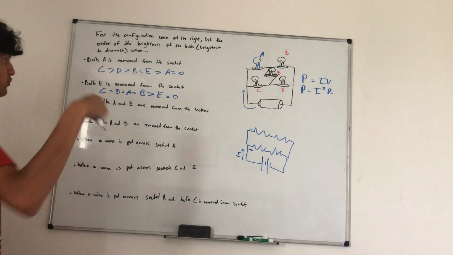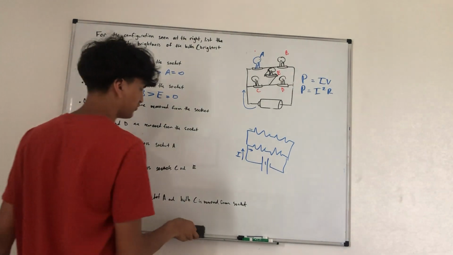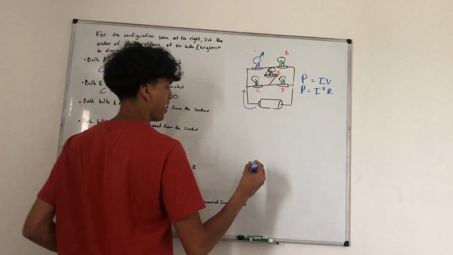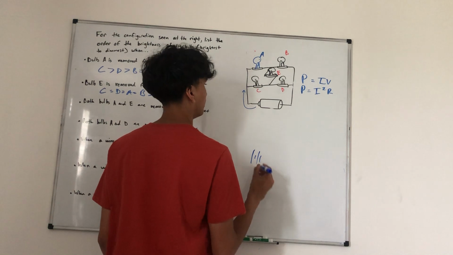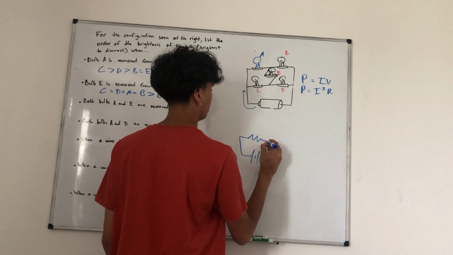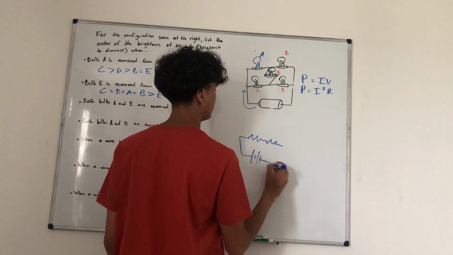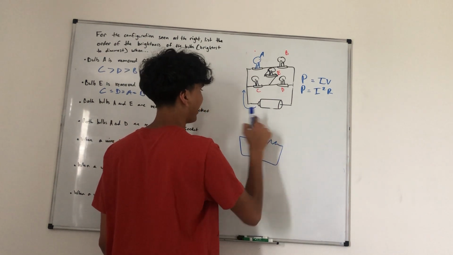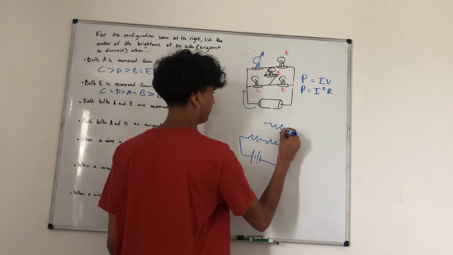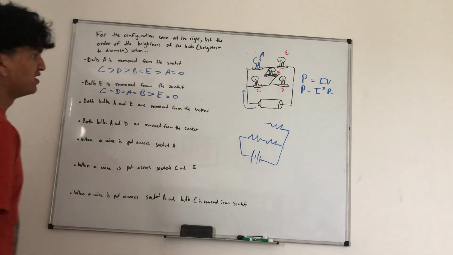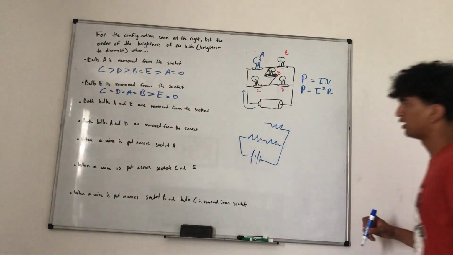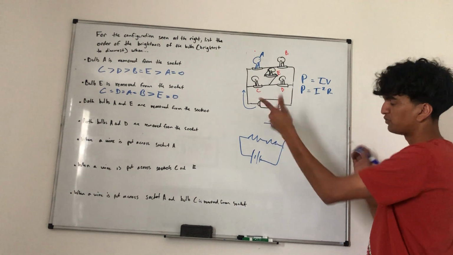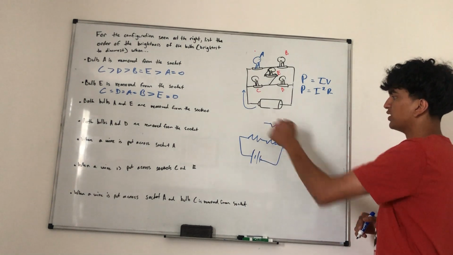So both bulbs A and E are removed from the socket. This one's pretty interesting. So you would have our battery, C, D. There's no more path through E. There's no more path through A. So you're left with B, kind of stranded. And as you can imagine, no current is going to go through here, right? It's not a closed path. No current is going to go through B.